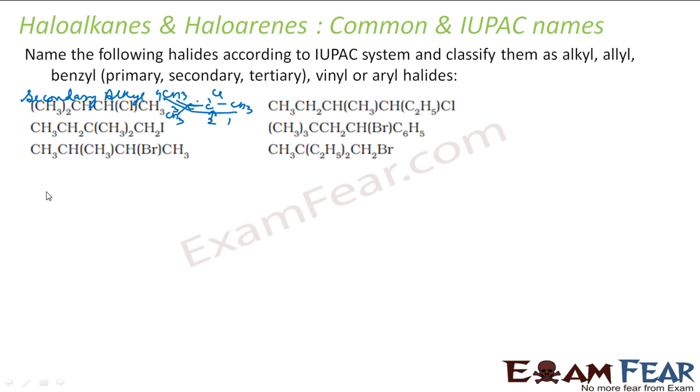So then what is the name of this? At 2 I have a chloro group, so it will be 2-chloro, right? And then at third I have a methyl group, so 3-methyl, and then the longest chain has 4 carbon, so it is but, all single bond, butane. This will be the name of this particular compound: 2-chloro-3-methylbutane, and it is secondary alkyl halide, correct? Let's take the next guy.